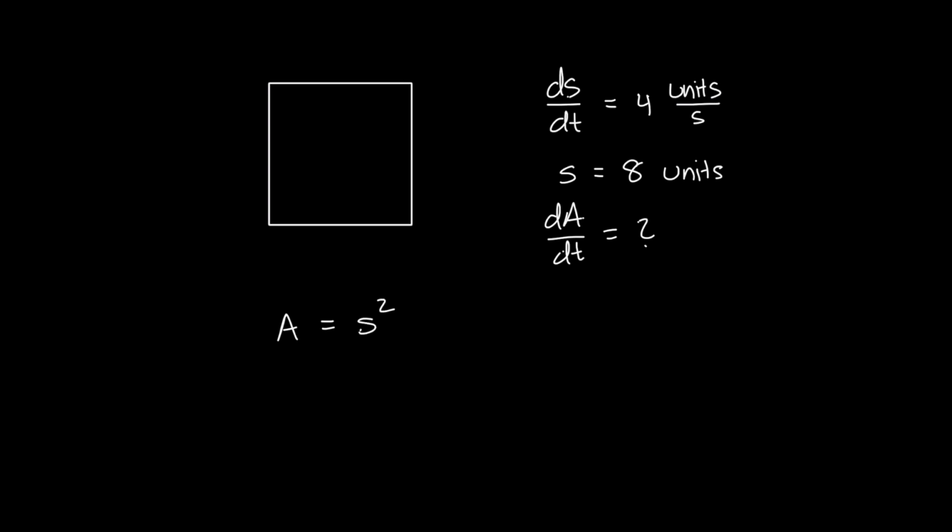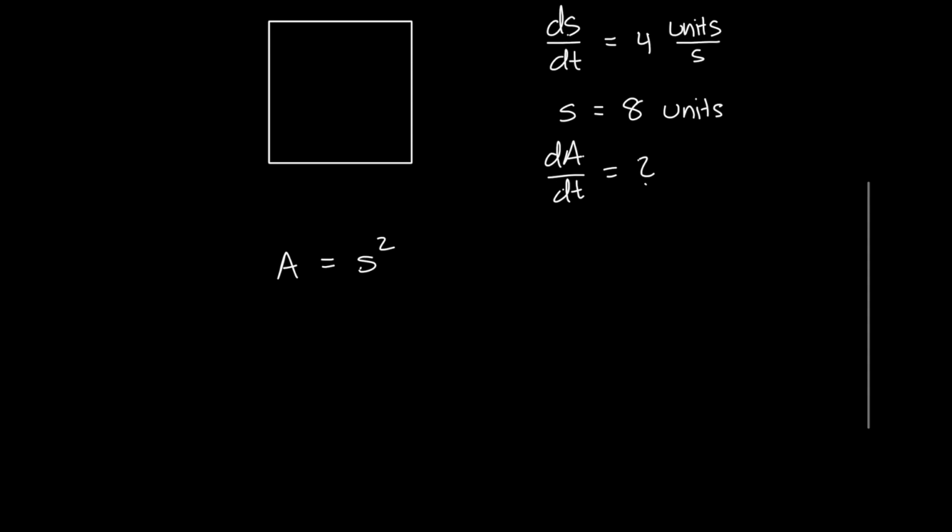Now, let's take the derivative of both sides of this equation with respect to t. If we do that, the derivative with respect to time of area is just dA/dt, which is what we want, and that is equal to the derivative of s squared with respect to t. So based on the example we did just before, this is equal to 2s times ds/dt. And now we're ready to find what dA/dt is at the specific instant in time.